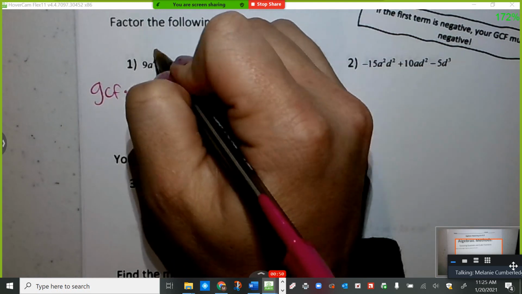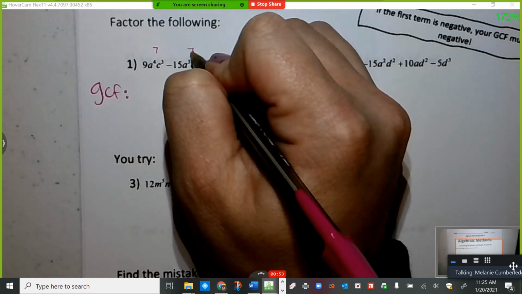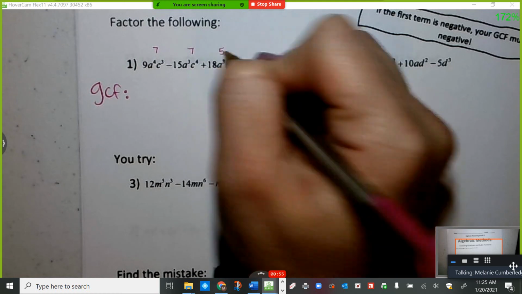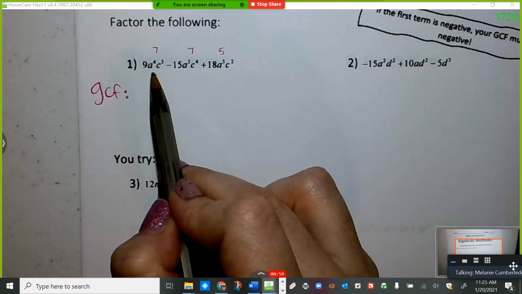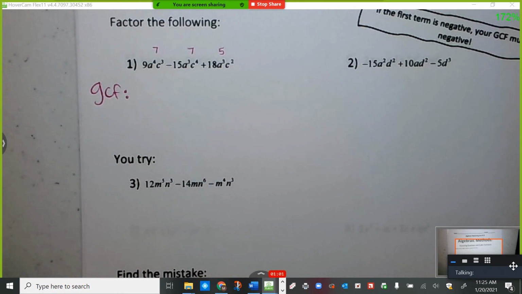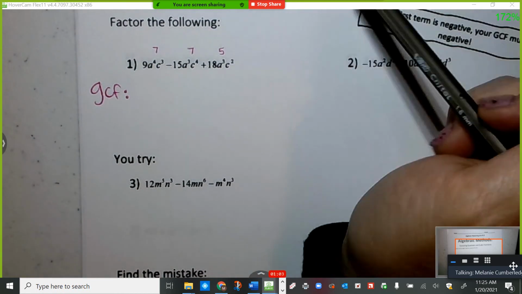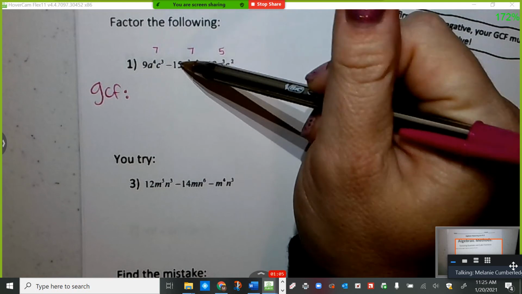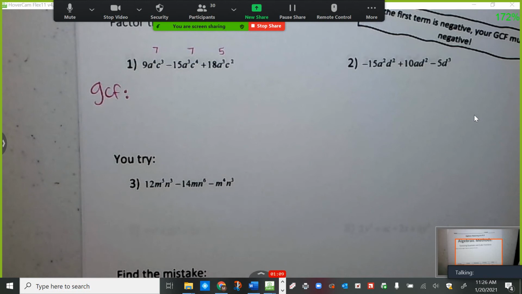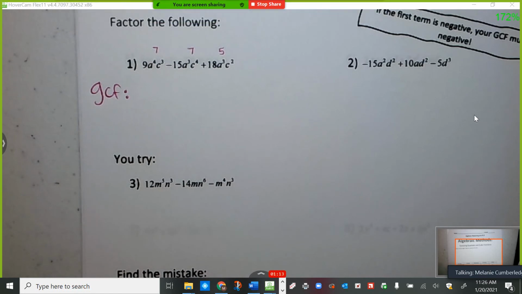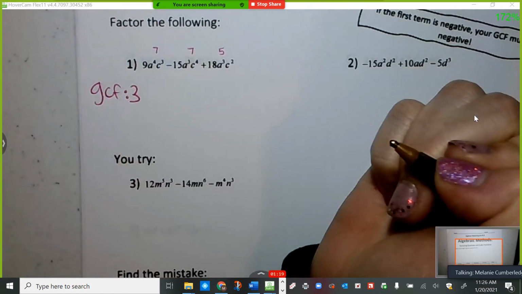4 plus 3 is 7. 3 plus 4 is 7. 3 plus 2 is 5. So it's in order. It's from highest degree to lowest degree. These two, the order doesn't matter. Okay? So what number do they all have in common? What can go into 9, 15, and 18? 3. Okay, so 3 is our GCF number.